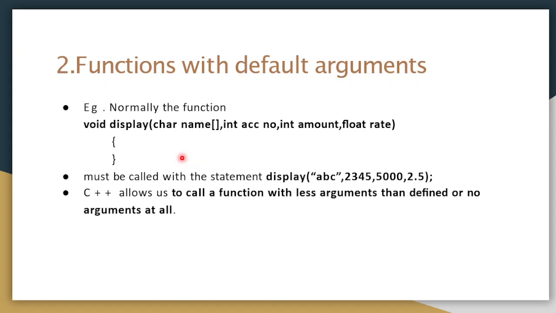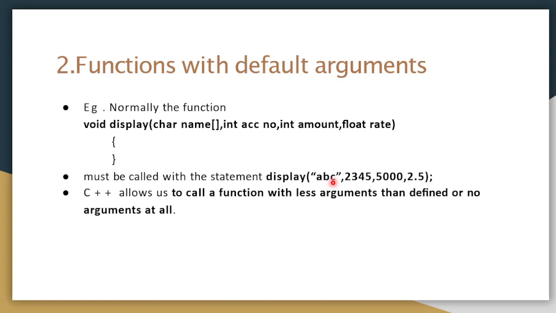Now, let us talk about functions with default arguments. Normally, we have a function void display(char name[], int account_number, float rate). If we call the function, we can call it as display(abcd, 5000). C++ allows us to call a function with fewer arguments than defined, or no arguments at all. So what do you think about this?